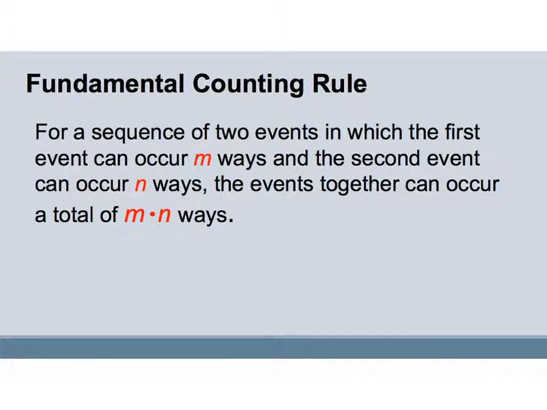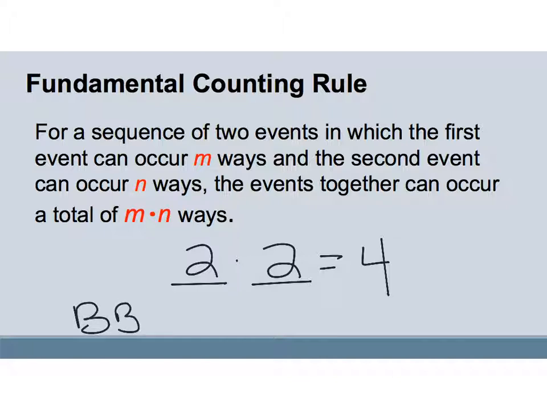A simple way of getting those combinations is with the fundamental counting rule. For a sequence of 2 events in which the first event can occur m ways and the second event can occur n ways, the events together can occur a total of m times n ways. So just like having the kids, if you're having 2 kids, there are 2 possible outcomes each time, boy or girl. So if I multiply 2 times 2, I get those 4 outcomes I outlined on the other one: boy-boy, boy-girl, girl-boy, and girl-girl. 4 different outcomes.